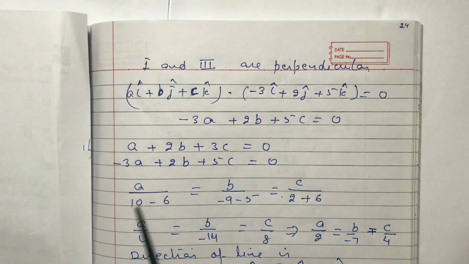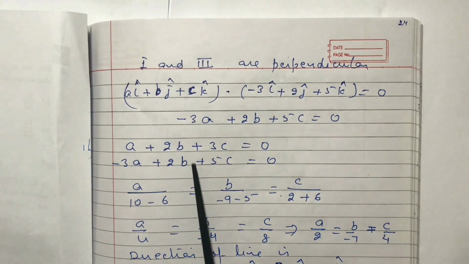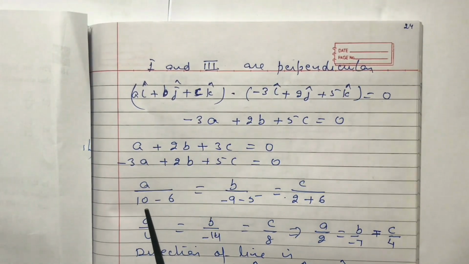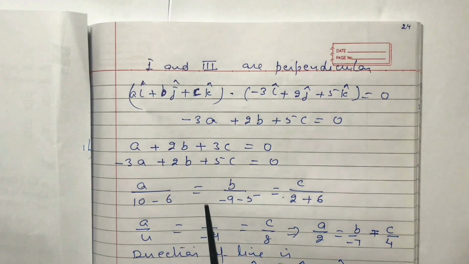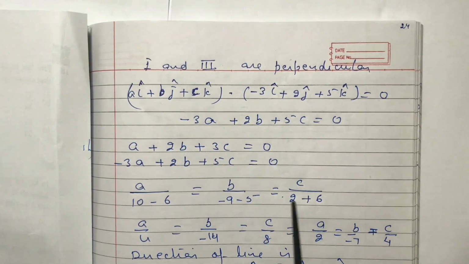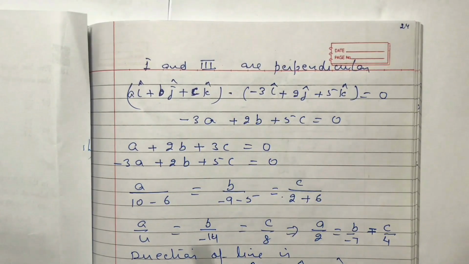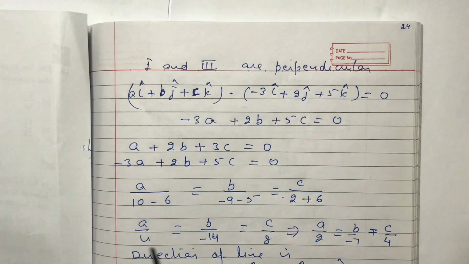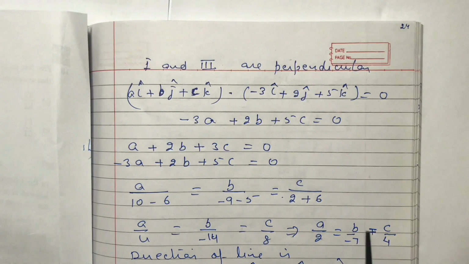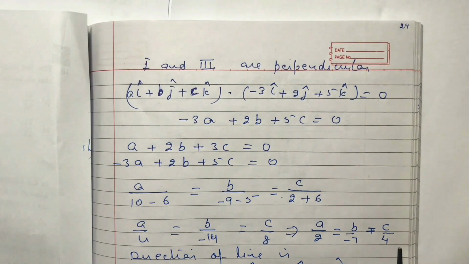So in 10th class you have learned how to find the values of a, b, c. Here a upon 10 minus 6 is equal to b upon minus 9 minus 5 is equal to c upon 2 plus 6. Now divide this denominator by 2. You will get a by 2 is equal to b by minus 7 is equal to c by 4.